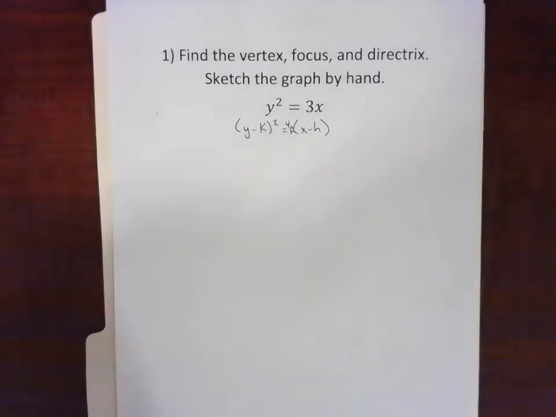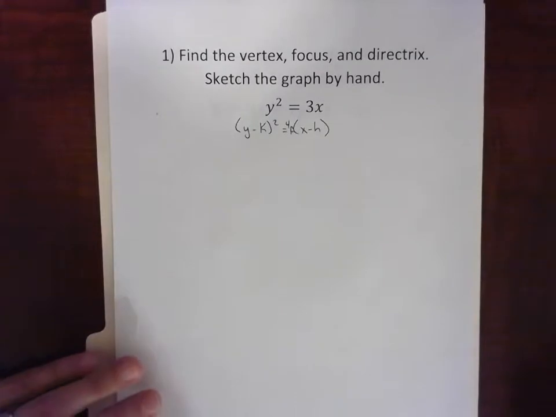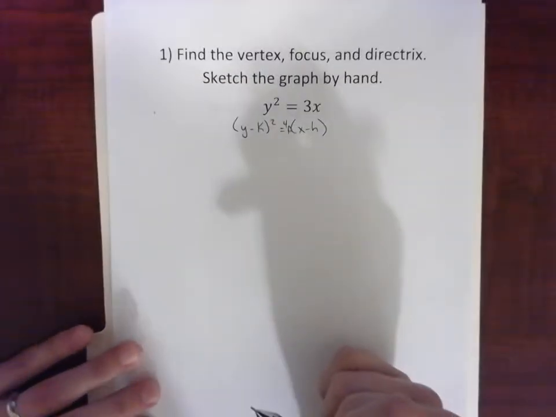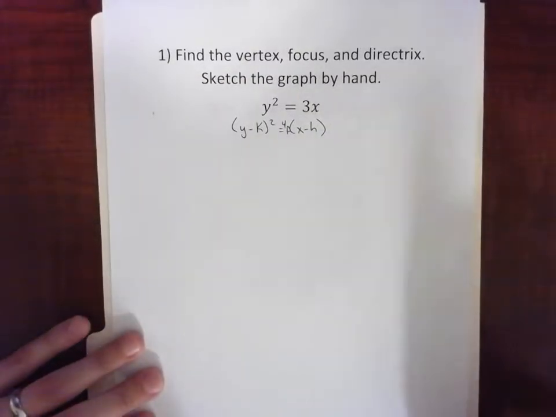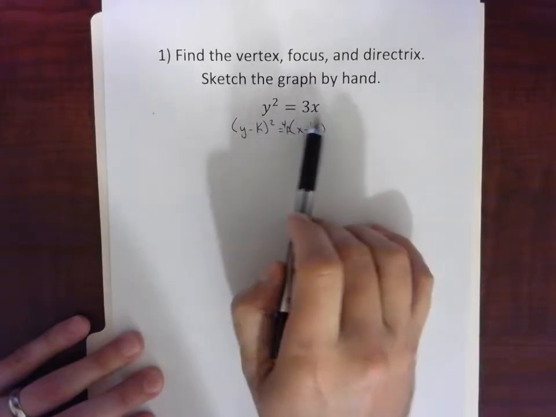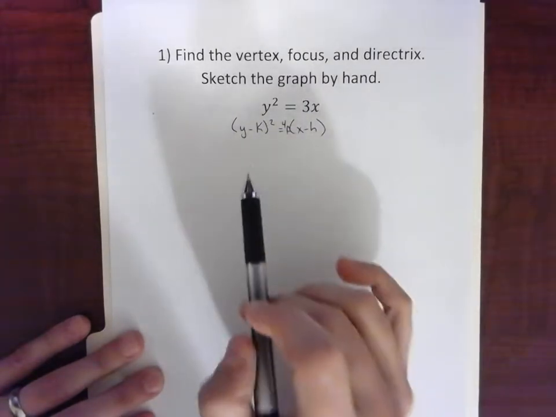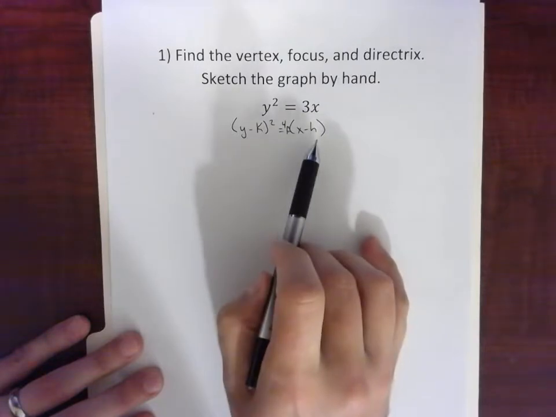Here is example 1 from our parabolas lesson. Find the vertex, focus, and directrix, and let's make a little sketch of our graph. So here's our equation, pretty simple looking equation. Y squared equals 3x. I went ahead and wrote our standard form underneath it.